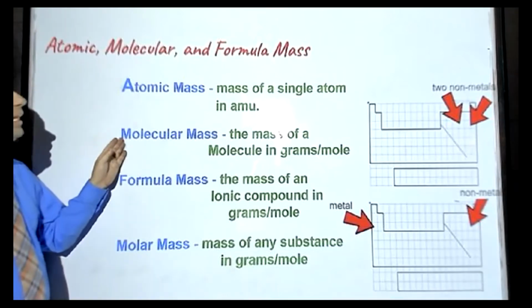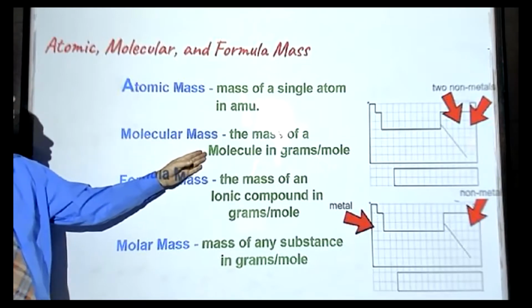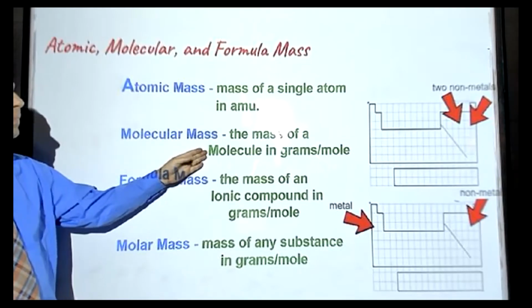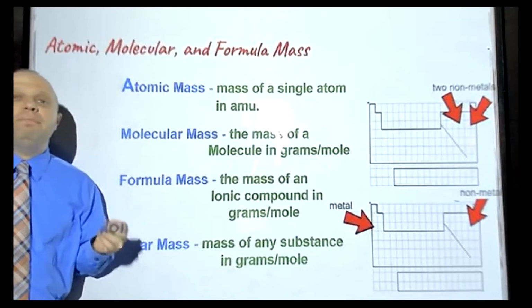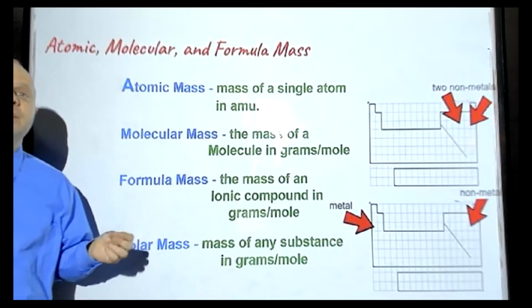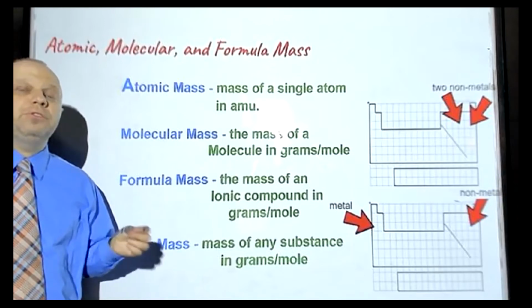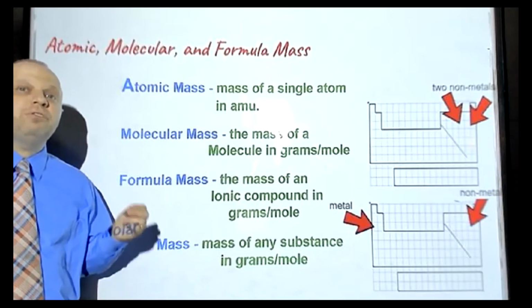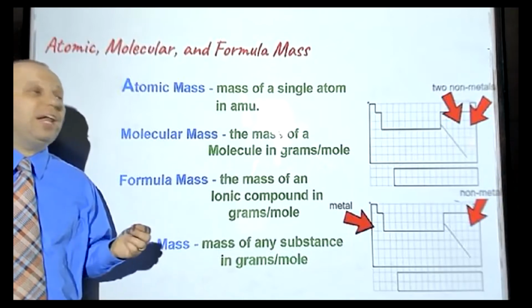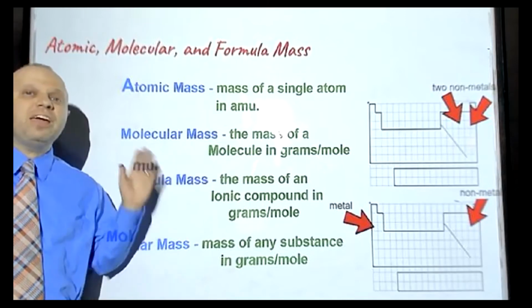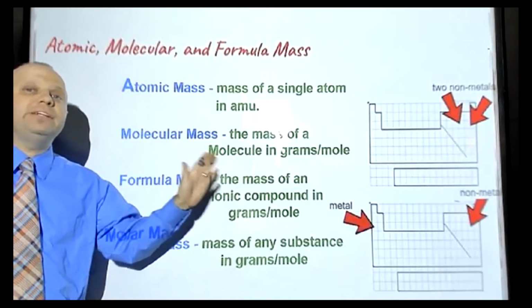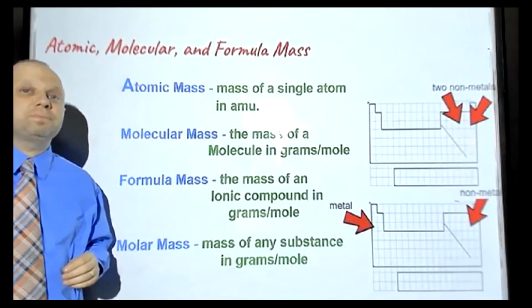So the first is molecular mass, or the mass of a molecule in grams per mole. Now, this is often misused to talk about things that are not molecules. By definition, a molecule is a substance that is composed of 2 nonmetals, or 2 elements, as shown in the picture, that are found all the way on the right side of the periodic table.